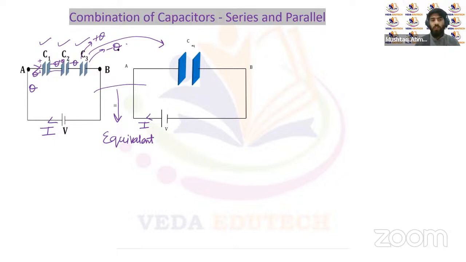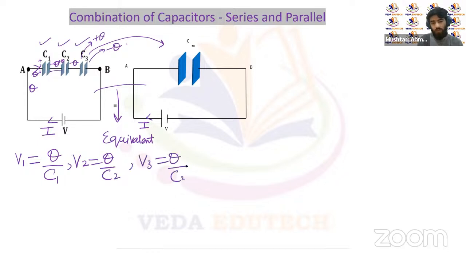But the potential drop across the capacitors will be different. We know that across C1, the potential drop V1 will be equal to Q upon C1. Across C2 it will be Q upon C2, and across C3 it will be Q upon C3. So you can see that the potential drop, or the voltage across each capacitor, will be different, because the capacitances are different. Even if the charge is the same, the capacitances are different, so the potential drop across each capacitor in a series combination will be different. So this is the concept of introducing the equivalent capacitor in case of capacitors.